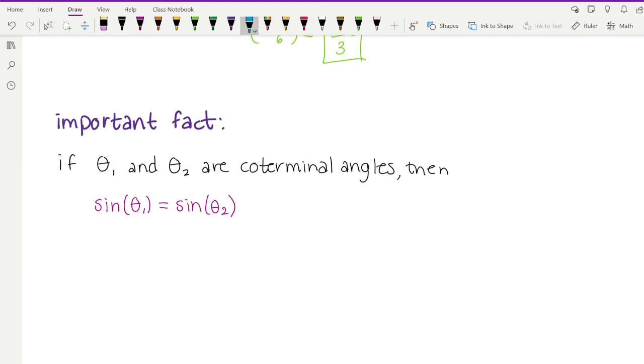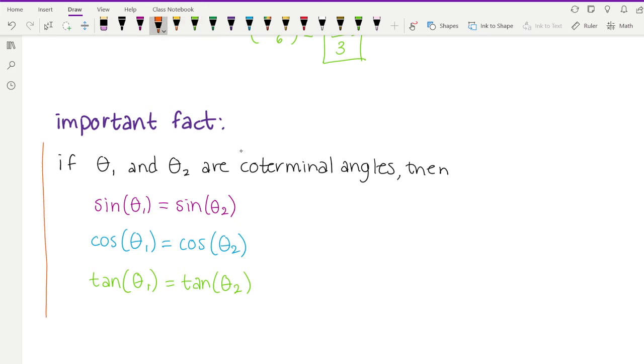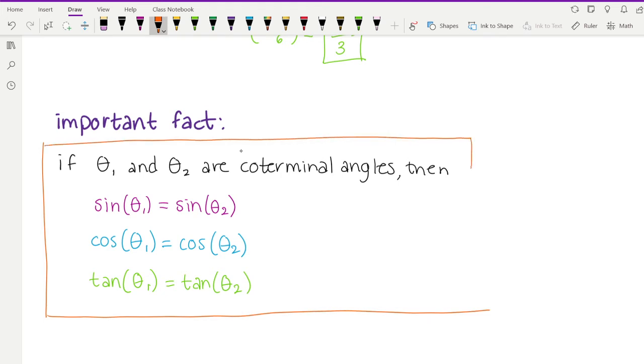And then cosine of theta 1 is equal to cosine of theta 2. And then if sine and cosine are both equal, then tangent's also going to be equal because you find that using sine and cosine. So I know there's a lot of symbols in this definition, but really the main thing to understand here is just that if you have angles that are coterminal, when you evaluate trig functions of those angles, you're going to get the same result because they're coterminal angles.